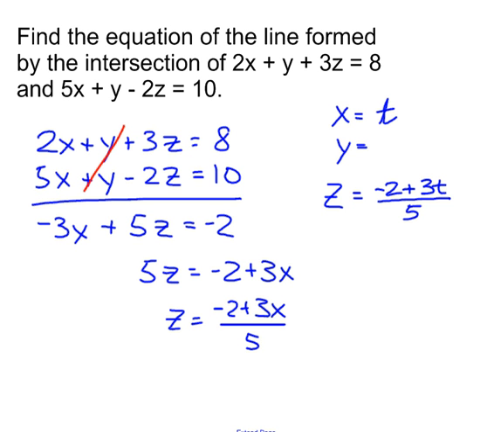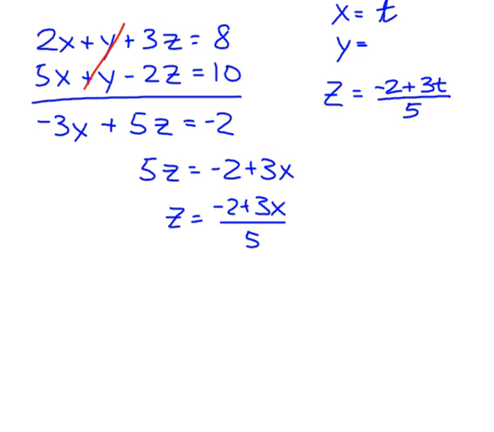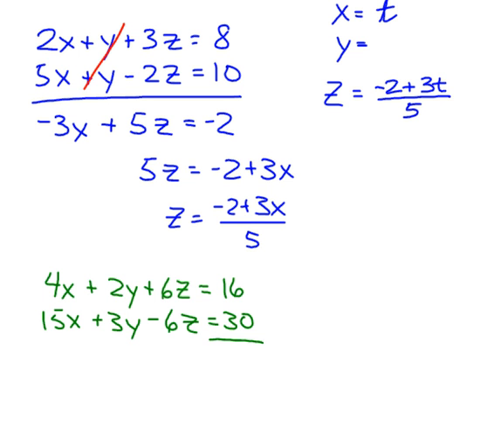So in order to do that, I'm actually going to want to cancel out z the next time I do this. So I'm going to take the equation of my lines, and I'm going to rewrite them so that the z's are going to cancel. So I'm going to multiply my top one by 2, 4x plus 2y plus 6z equals 16. And I'm going to multiply the bottom one by 3. 15x plus 3y minus 6z equals 30. Once I've done that, I can add them this time. Adding will make these cancel. And so as I add, I get 19x plus 5y equals 46.